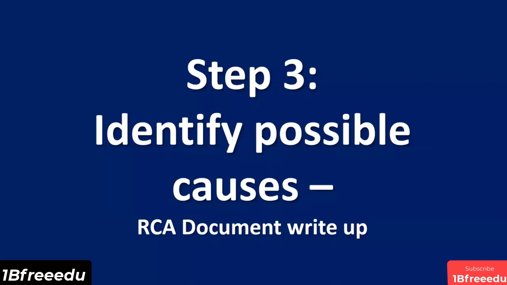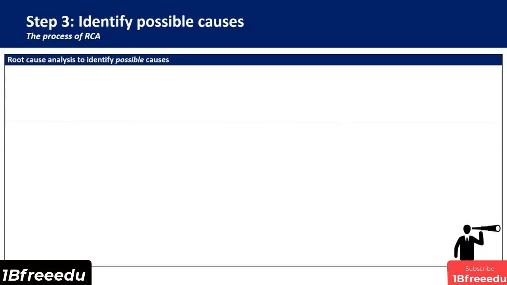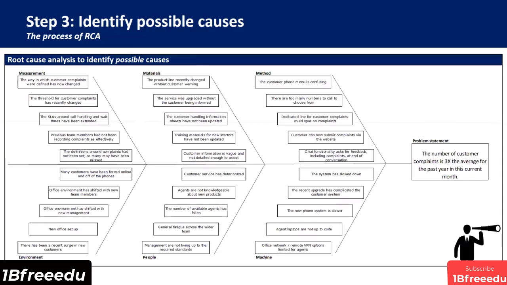So at this stage, you would have identified your possible causes, and you need to make sure that you enable that piece to go within your document, your RCA document. So how would you go about doing this? Well, we're going to talk in more detail later on about the kind of tools that you can use to conduct a root cause analysis. But for this section, we'll look at an example based on the scenario we're looking at.